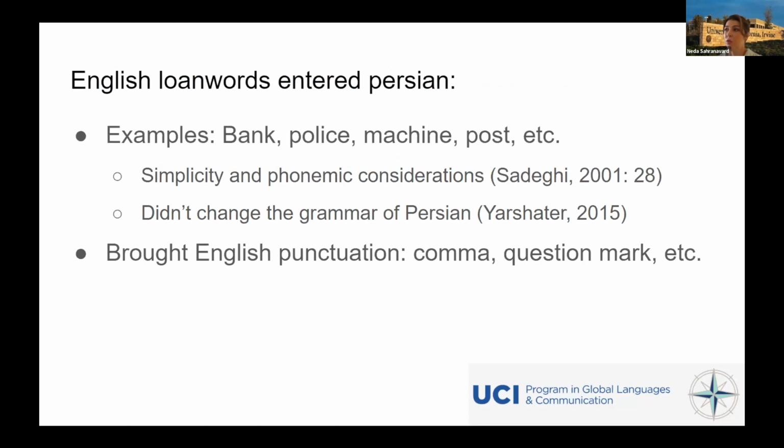So English loanwords entered Persian. For example, words such as bank, police, machine, and post have entered into Persian for simplicity and phonemic considerations. They didn't change the grammar of Persian, but they brought English punctuation, such as the comma and question mark, into Persian.